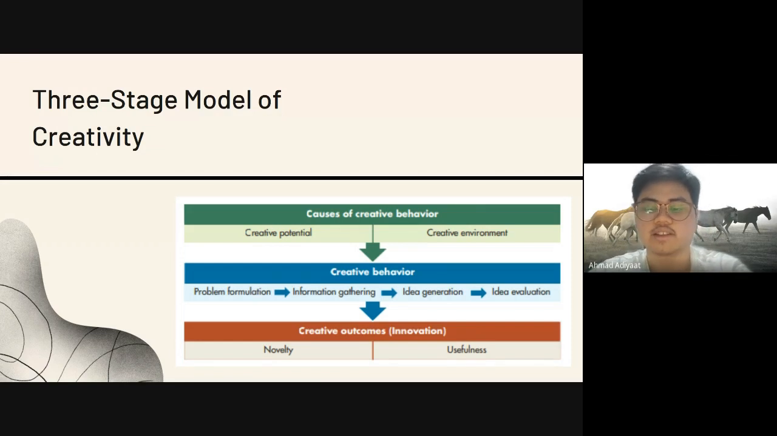And idea generation is the process of developing solutions to that problem from relevant information and knowledge from the gathering of information. And idea evaluation is the process of evaluating the ideas and potential solutions to a problem and identifying the best one from it. Okay, in creative outcomes, there could be a novelty and usefulness of the outcome. Next slide, please.